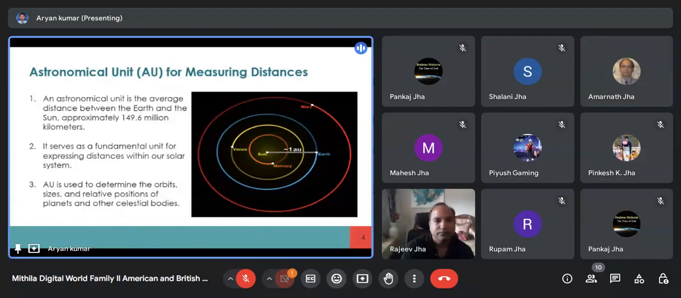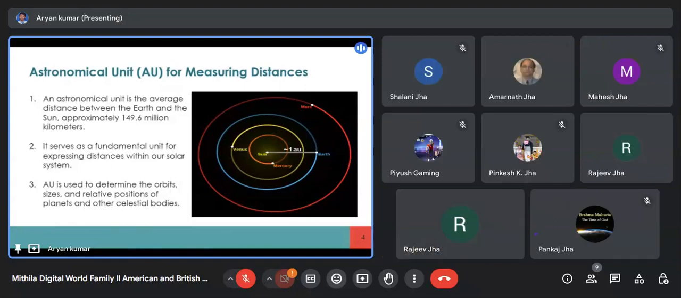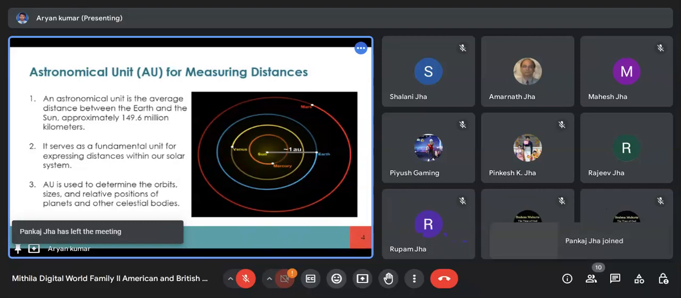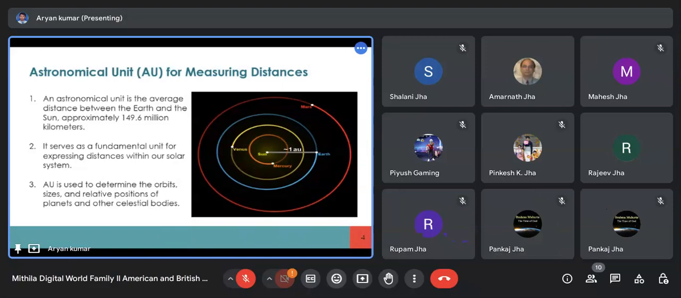It is about astronomical unit, AU, for measuring distance. An astronomical unit is the average distance between the Earth and the Sun, approximately 149.6 million kilometers. It serves as a fundamental unit for expressing distance within our solar system. AU is used to determine the orbit, size, and relative positions of planets and other celestial bodies. 1 AU is about 150 million kilometers. This is mostly used in the solar system, and it is the average distance between the Earth and the Sun.